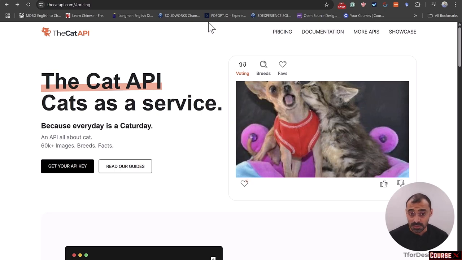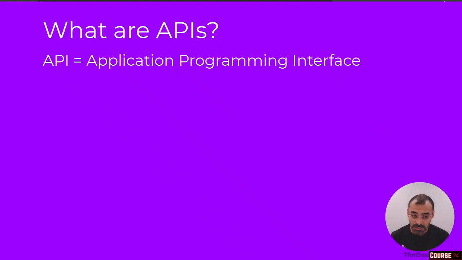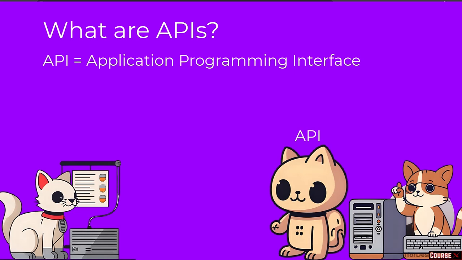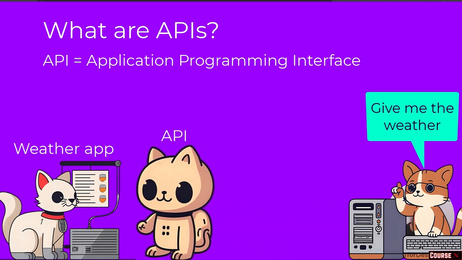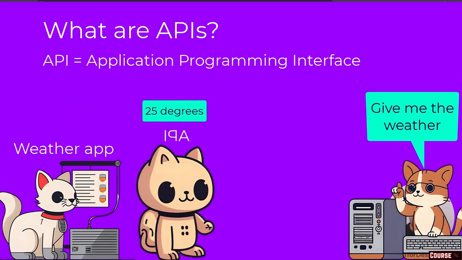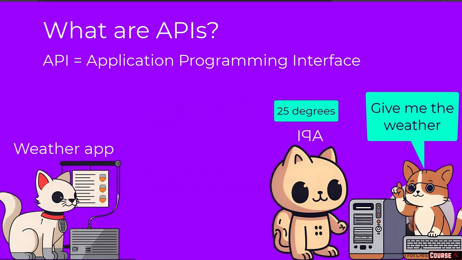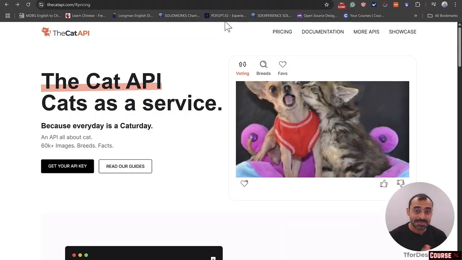Let me introduce what APIs are first, in case you have not used them before. API stands for Application Programming Interface. They are basically like a digital waiter that lets two apps or systems talk to each other. When your app needs a piece of information, like the weather, a fun fact, or a photo, it sends a request to another service through the API. The API then brings back the data your app asked for, so you can use it without needing to build everything from scratch. In this application, we're going to use the cat API.